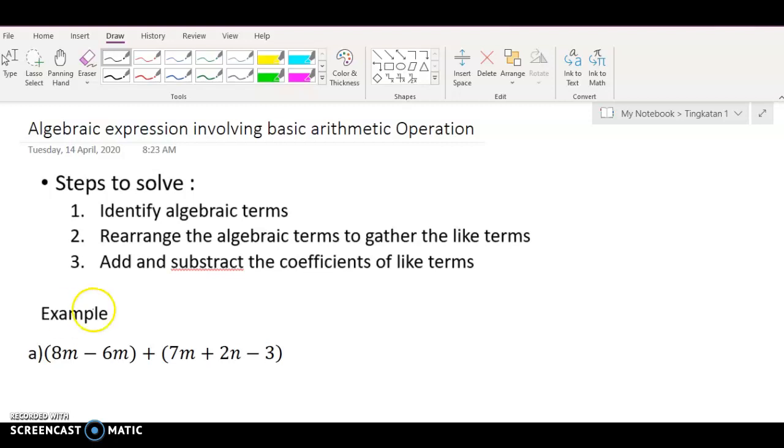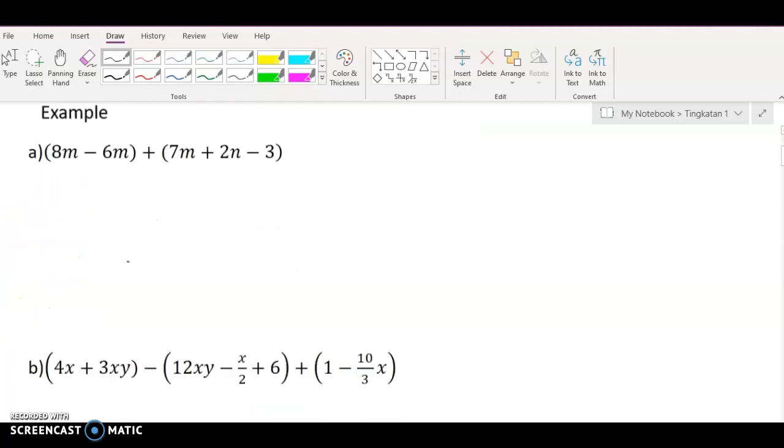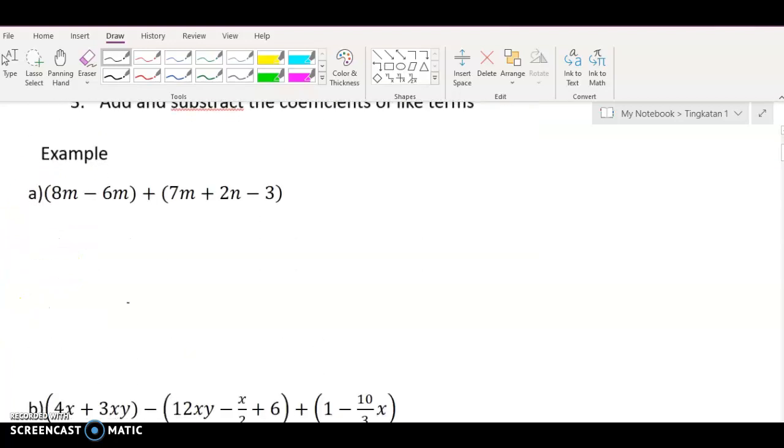For example here, 8m minus 6m plus 7m plus 2n minus 3. So how do we solve this? When you want to solve this, you have to open the bracket first. When you open the bracket, you just write back 8m minus 6m.